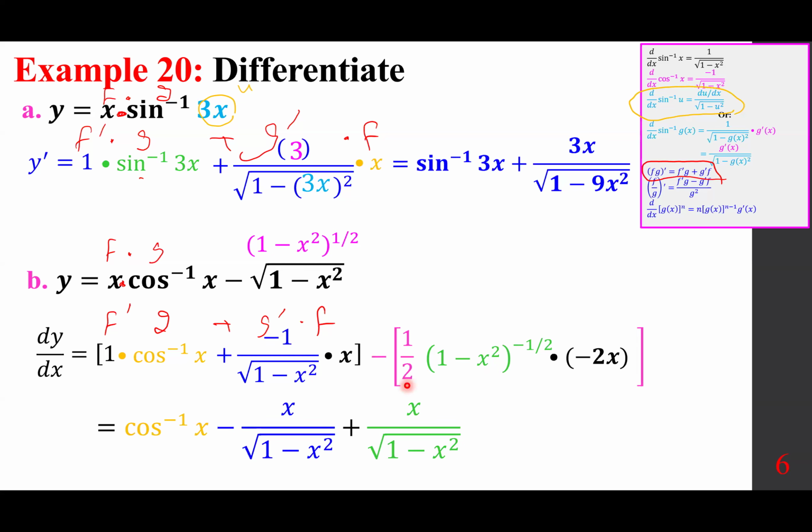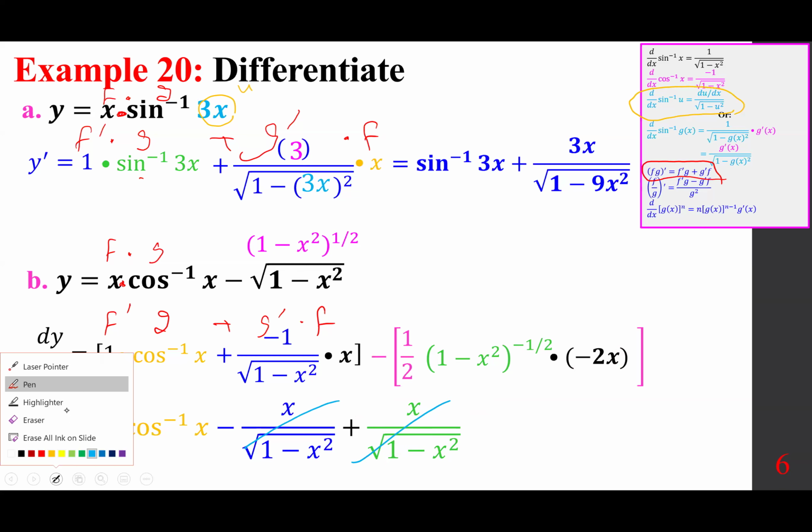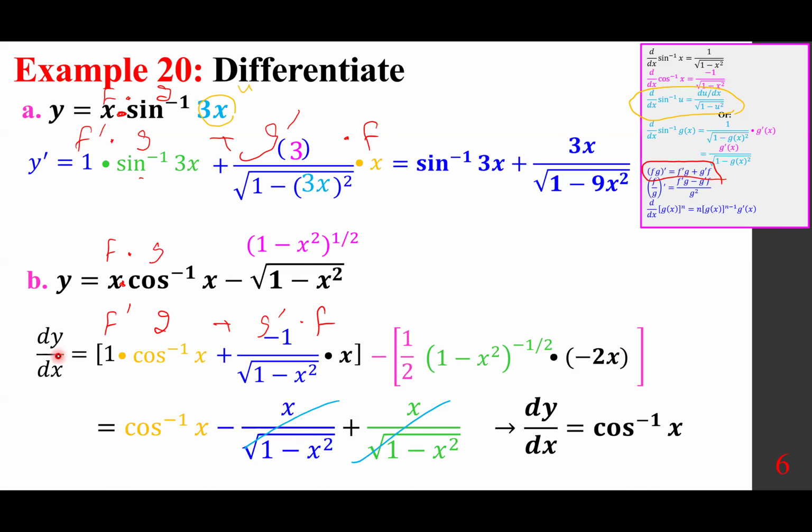Again, I hope you can see that negative 2 cancels out 1/2 and the negative makes it plus. X is at the top, this goes to the bottom with the positive 1/2 as the exponent, which becomes a square root. So these two cancel each other. The final answer is cosine inverse of x.